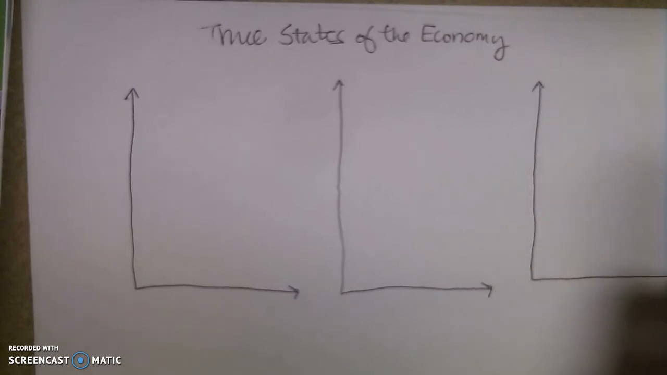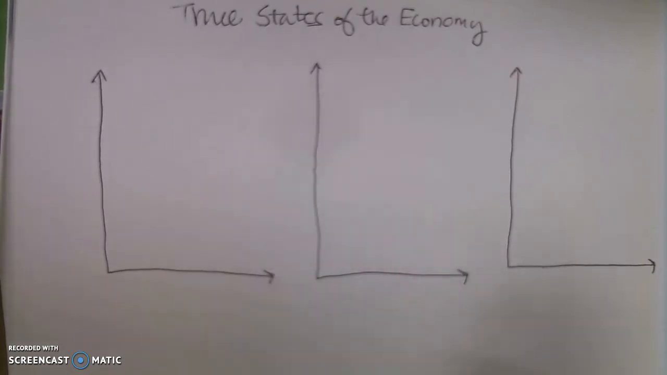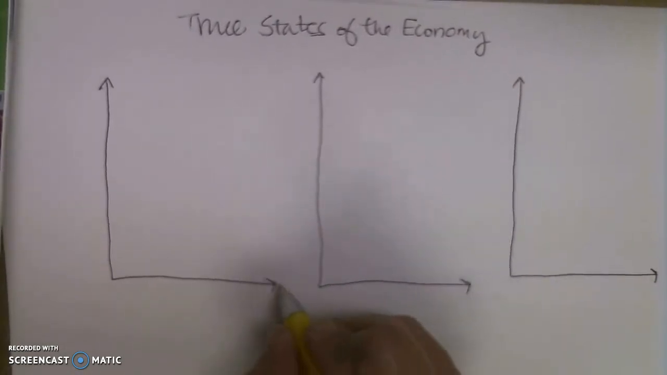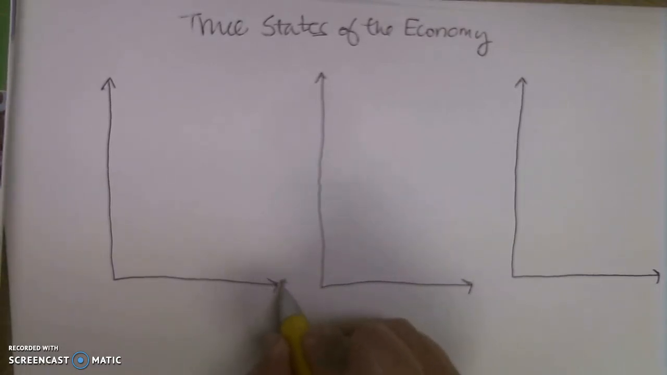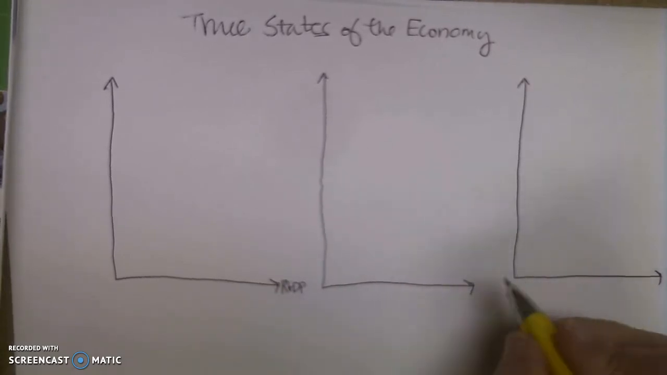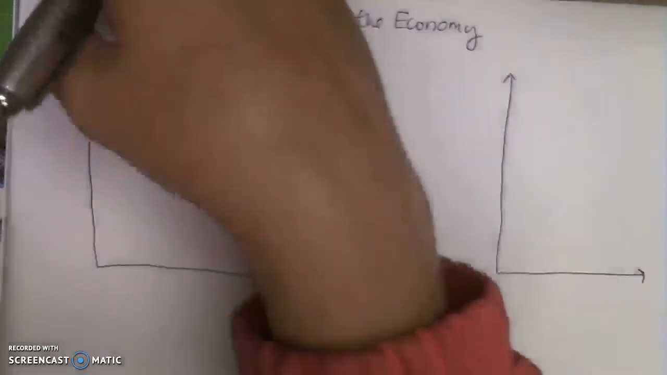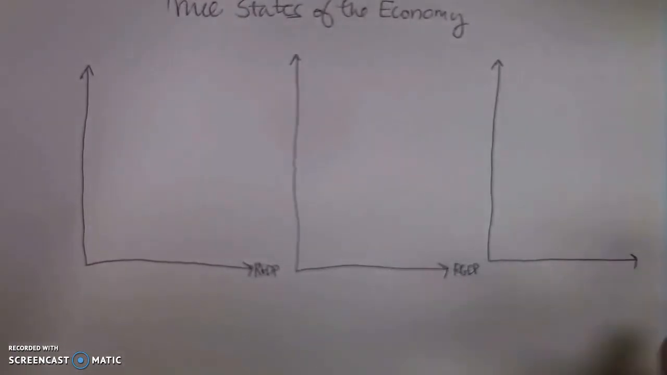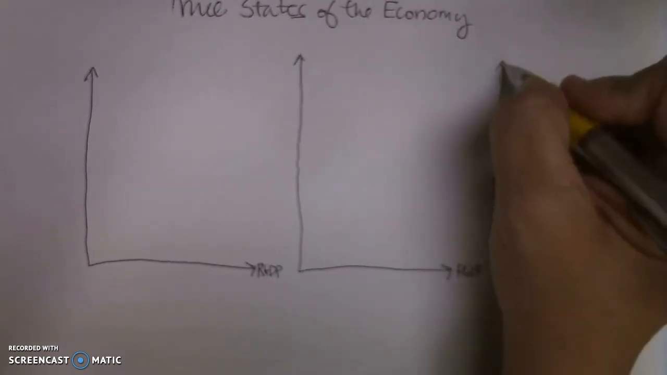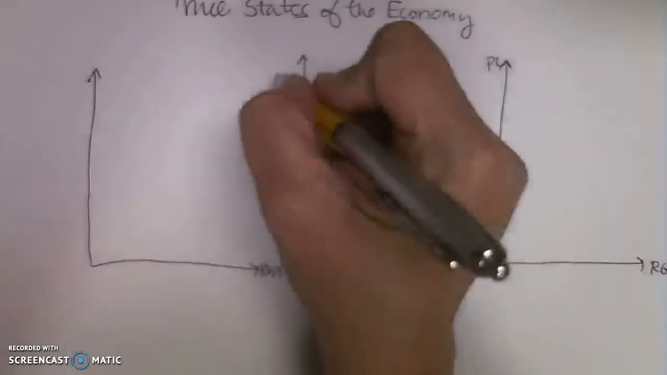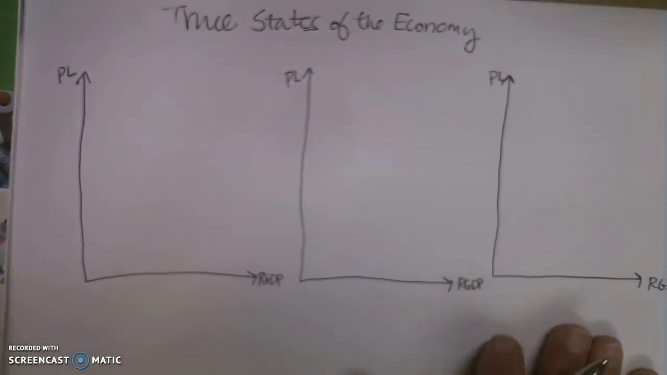aggregate supply. Now, to determine what state of the economy we're in, we actually have to start with the long run aggregate supply. We have to remember what each axis is measuring. We used to have quantity across the horizontal axis. Now we're going to have real GDP, because remember that is the output that our economy is producing. And no longer are we going to have price, but now we're going to measure inflation or deflation. So we call this price level, and I'm just going to put a PL on each one of them.